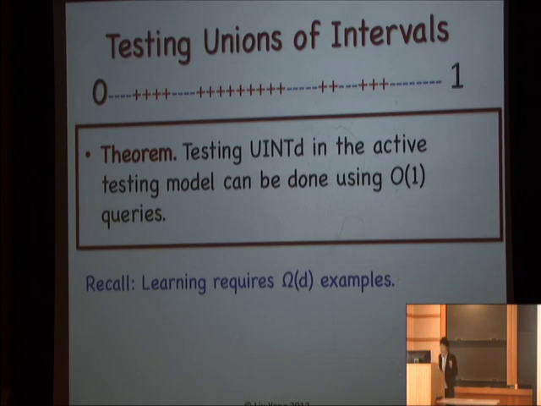So let's look at testing union of d intervals. The VC dimension of union of d intervals is 2d. So learning the union of d intervals requires at least omega d queries.